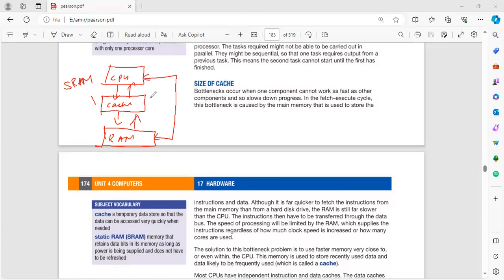The main thing is cache size. Cache size matters very much, and RAM size also matters for the efficiency of the computer. Now it says a bottleneck occurs when one component cannot work as fast as the other component and so slows down progress. In the fetch execute cycle, this bottleneck is caused by the main memory that is used to store the instruction and data. Now it is talking about RAM.